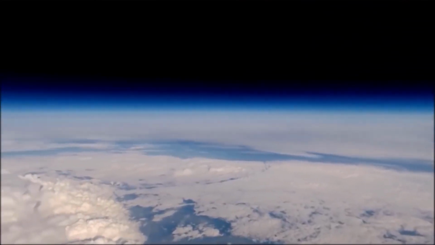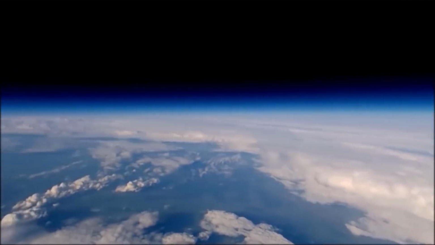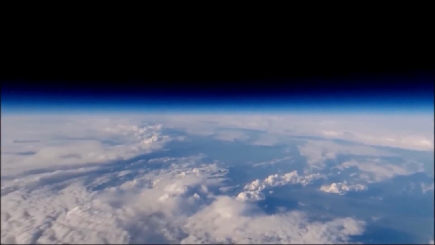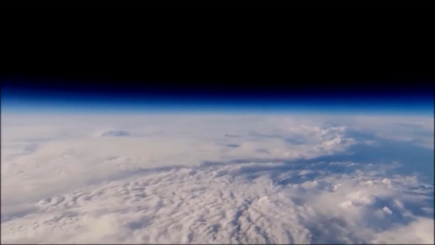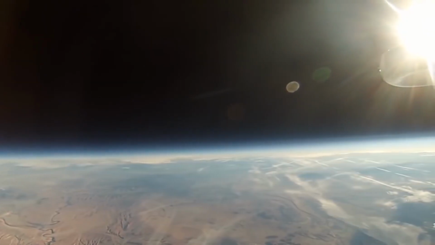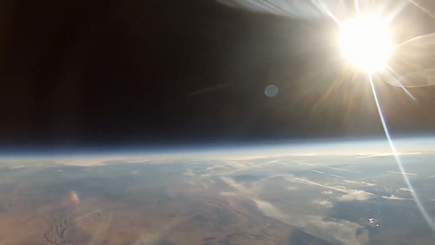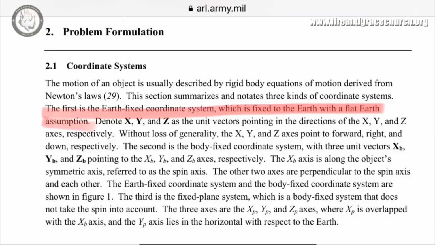Okay, now remember, we're talking about beacons for aircraft and aircraft flying, moving, and we're talking about stuff that's moving. Why would you assume, first of all, why would you use the term Earth fixed? I'll deal with that in a second. And a flat Earth assumption. An assumption means something that is just known to be true. It's just assumed because it is known.